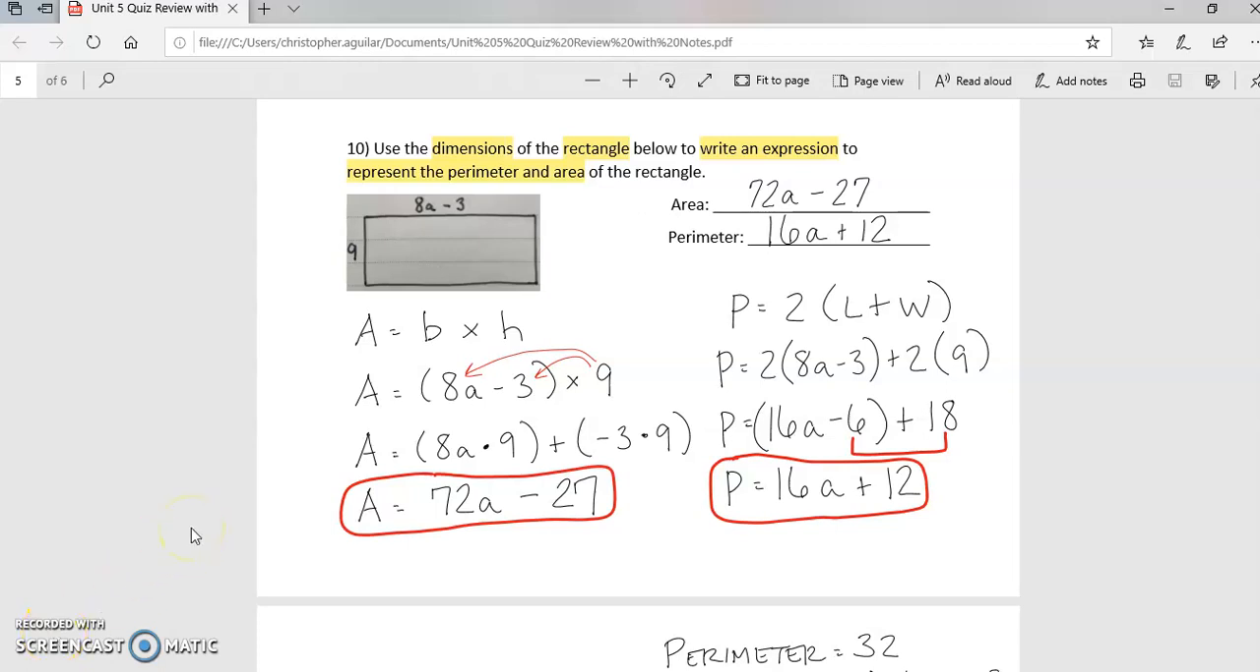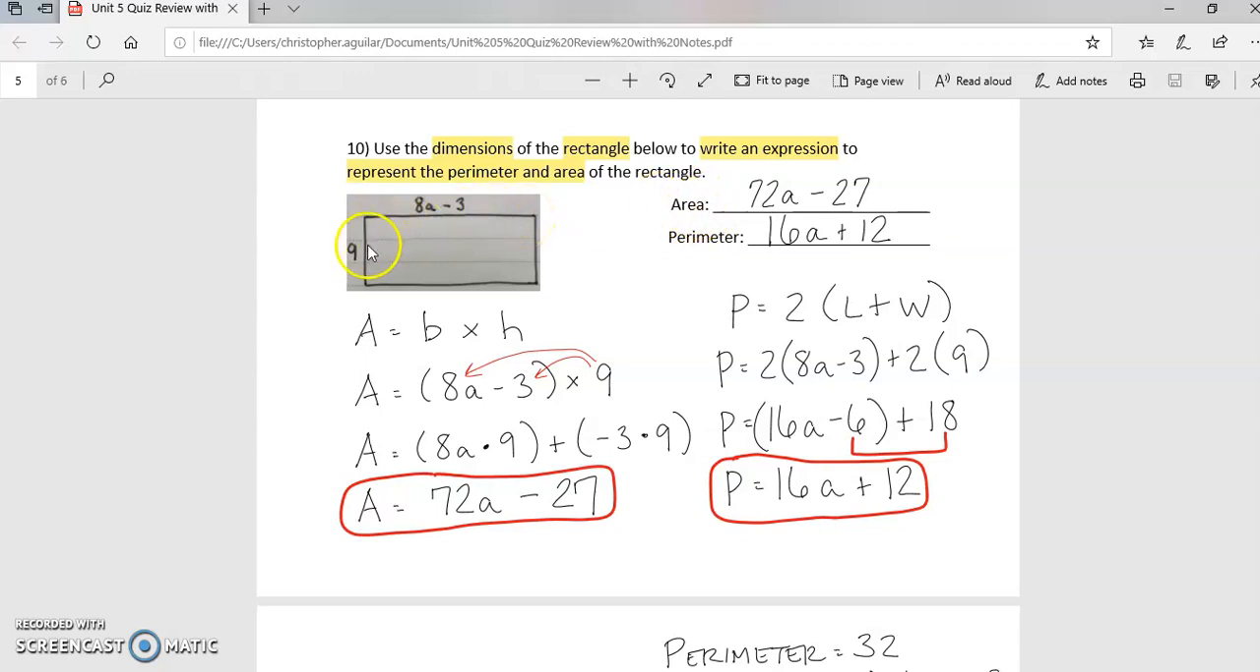Okay guys, so continue with the review. We have question number 10 here. It says use the dimensions of the rectangle below to write an expression to represent the perimeter and area of the rectangle. So I'm going to go with area first because that's the first question that they're asking me.